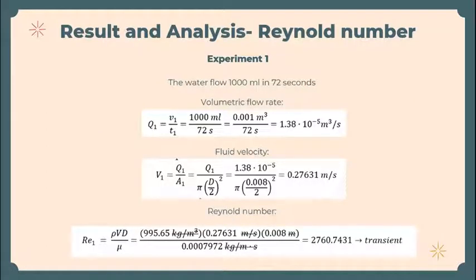In the first experiment for Reynolds number, I slightly open the faucet, then 1000 milliliters of water can flow in 72 seconds. The volumetric flow rate and fluid velocity can be calculated by using this equation, and I get the result here. Then I calculate the Reynolds number by using this equation. Here is my result. Because this value is between 2300 and 4000, the flow type is transient.